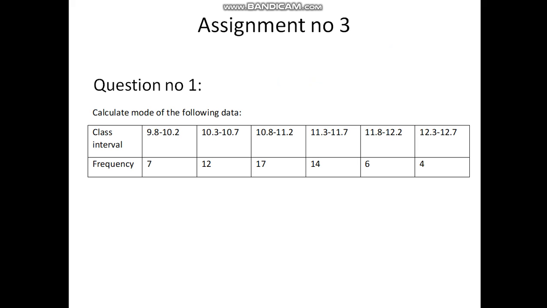Here you have an assignment. Calculate the mode of the following data, which has class interval and frequency. I can give you a hint: first convert this class interval into class boundaries. Then you have the frequency, so select the modal class and find out the mode value of the continuous series.